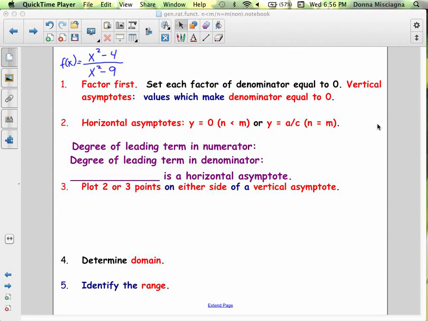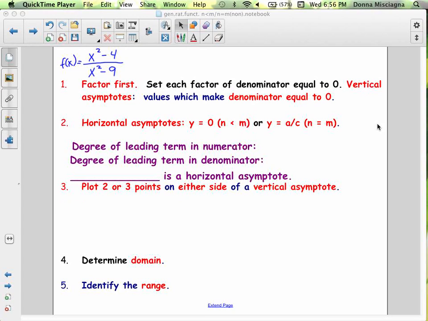Welcome back. So we are continuing to graph rational functions where the numerator, the denominator, or both have terms raised to a power. Right, so here's our steps for graphing this rational function, f of x equals x squared minus 4 divided by x squared minus 9. So our first step is to factor.